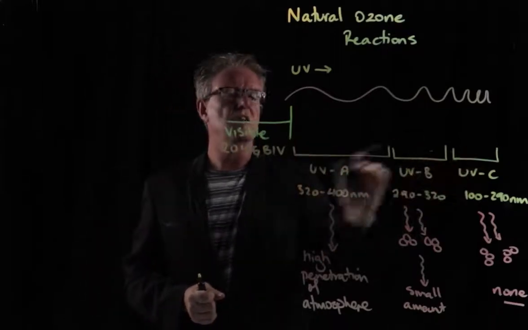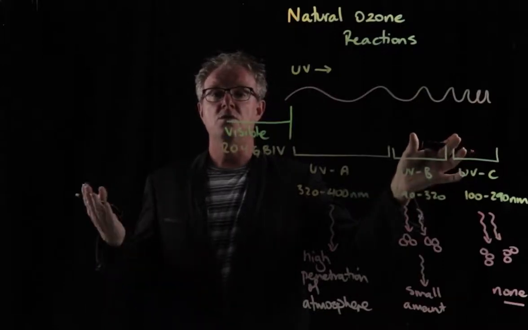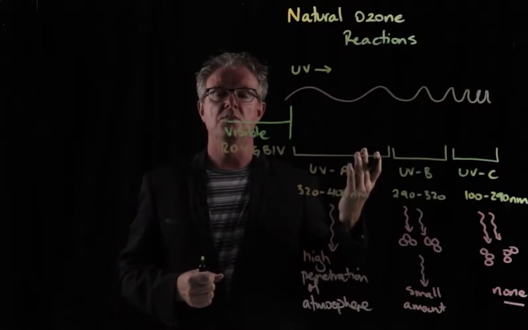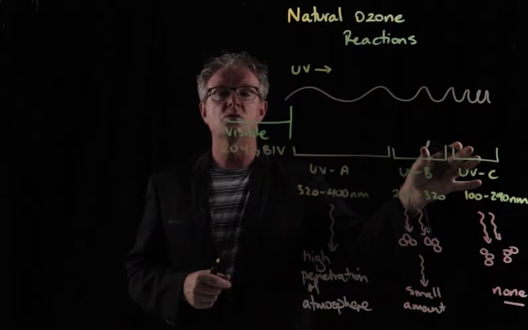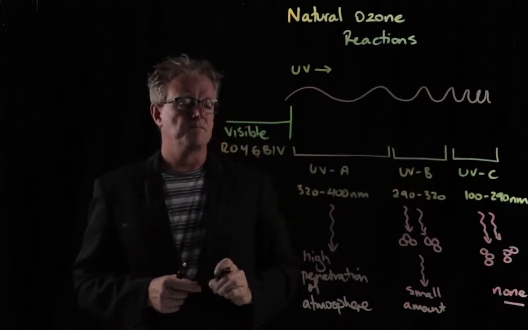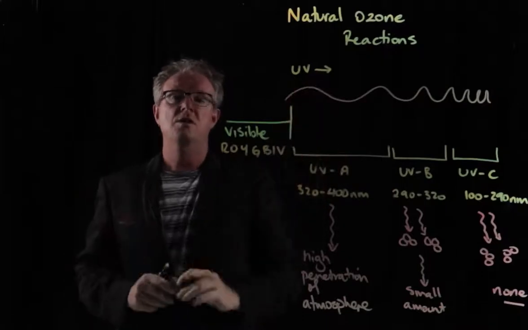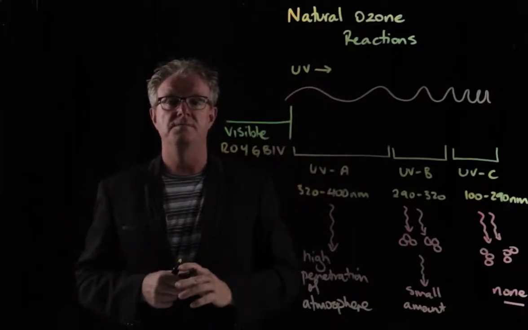And it's these ones here that are most damaging. They're the ones that do the most damage, acting as cancer-causing agents in our skin. They can result in melanomas, etc. So they have the most biological effects. What we're going to do now is look at some of the reactions that go on to form the ozone that we have in the stratosphere.